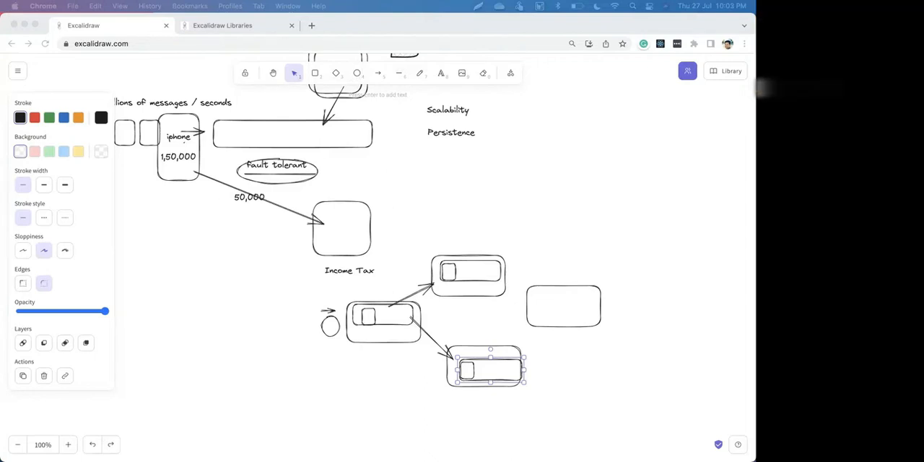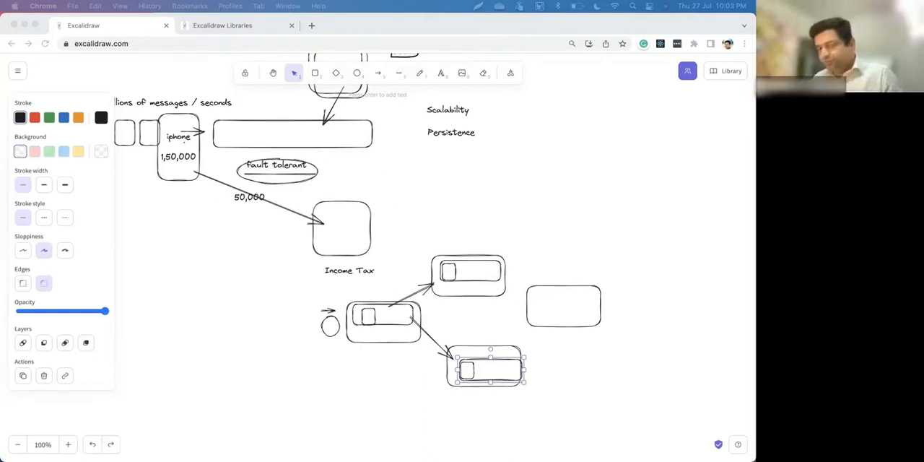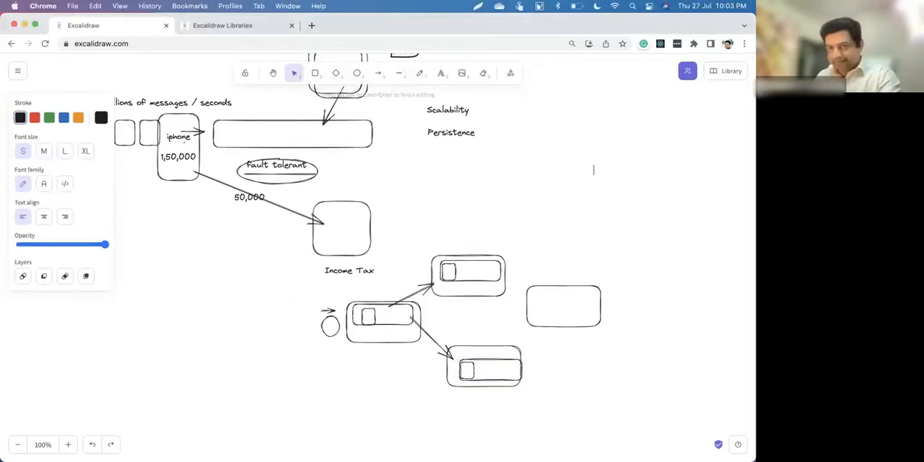So what we will be covering in the next class is containerization, right? And we'll be covering, definitely, Kafka message queues in detail.